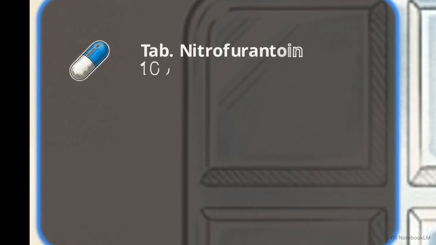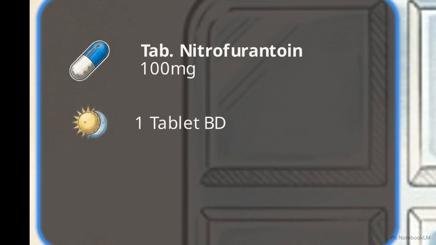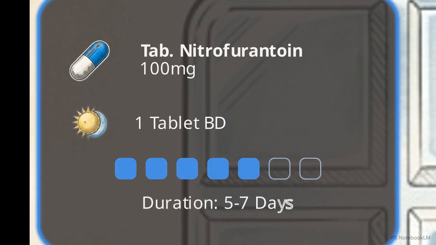The most effective targeted option to eliminate UTI bacteria is nitrofurantoin at a dose of 100 milligrams. Prescribe 1 tablet to be taken twice a day, or BD, for a duration of 5 to 7 days.